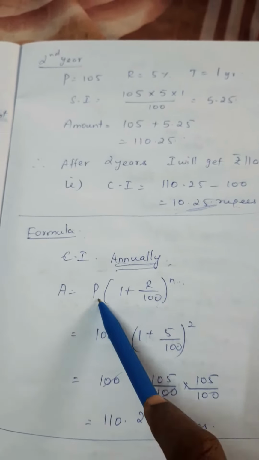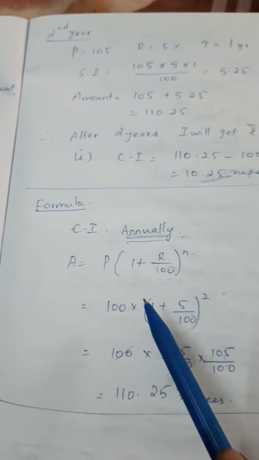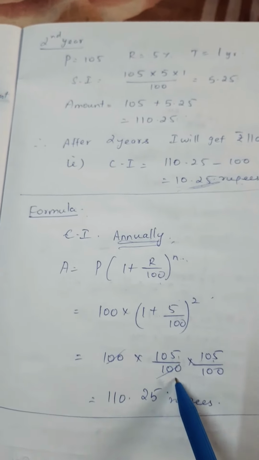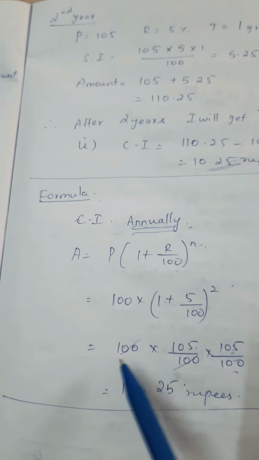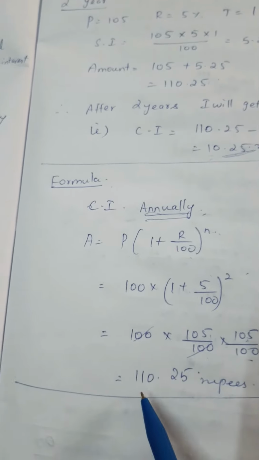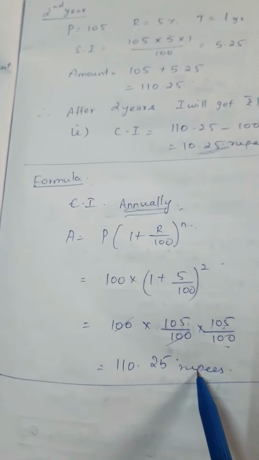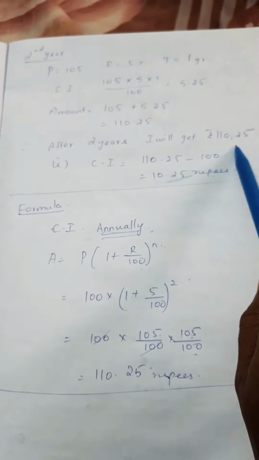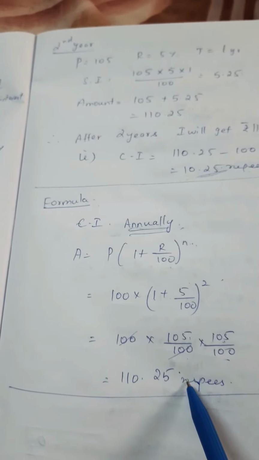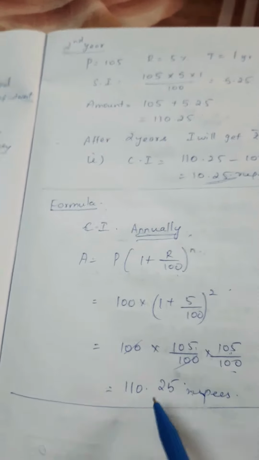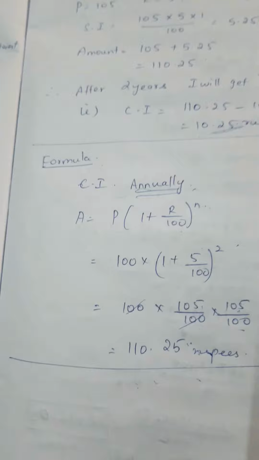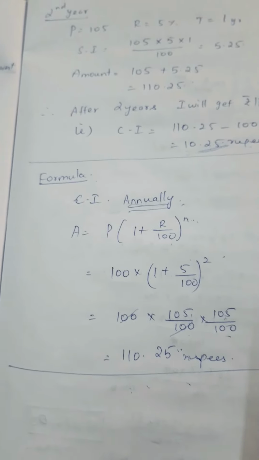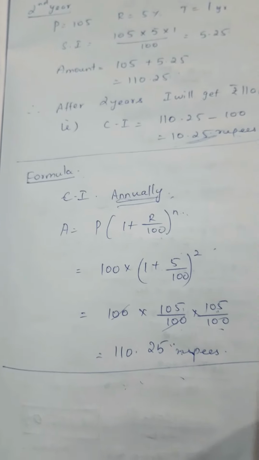So substitute here: 100 into 1 plus 5 by 100 the whole squared. When you solve it, this is 100 plus 5 is 105 the whole squared, 105 into 105 by 100. When you solve it, we get 110.25 rupees. This 110.25 rupees is the amount. When you need to calculate the compound interest, subtract 100 from this, which gives you 10.25. So this is the easiest way to find the compound interest.